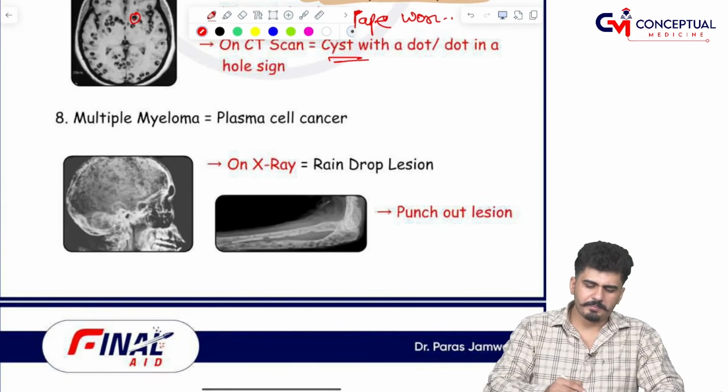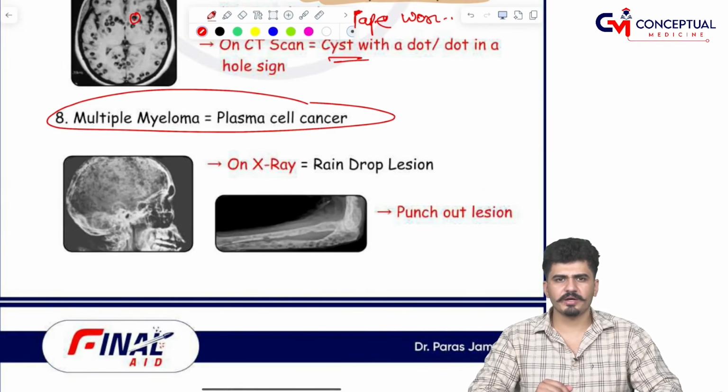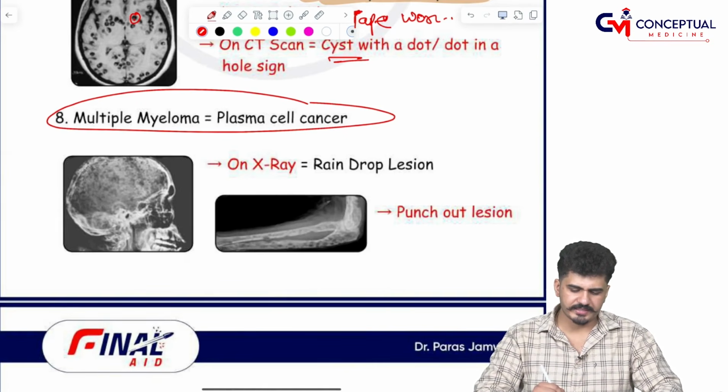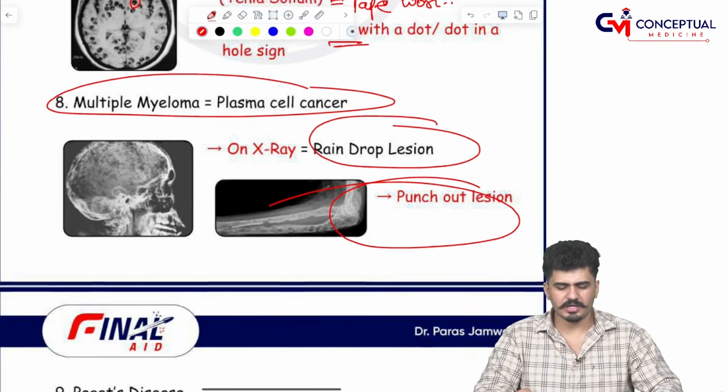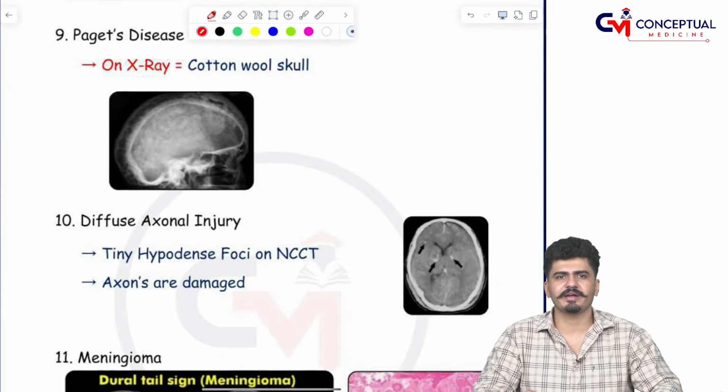Okay? Multiple myeloma is a plasma cell tumor. Here you are going to see the loss of Bence-Jones protein. On the X-ray skull you are going to see raindrop pigmentation, and in other bones you are going to see the punched out lesion. Typical finding, radiological finding.